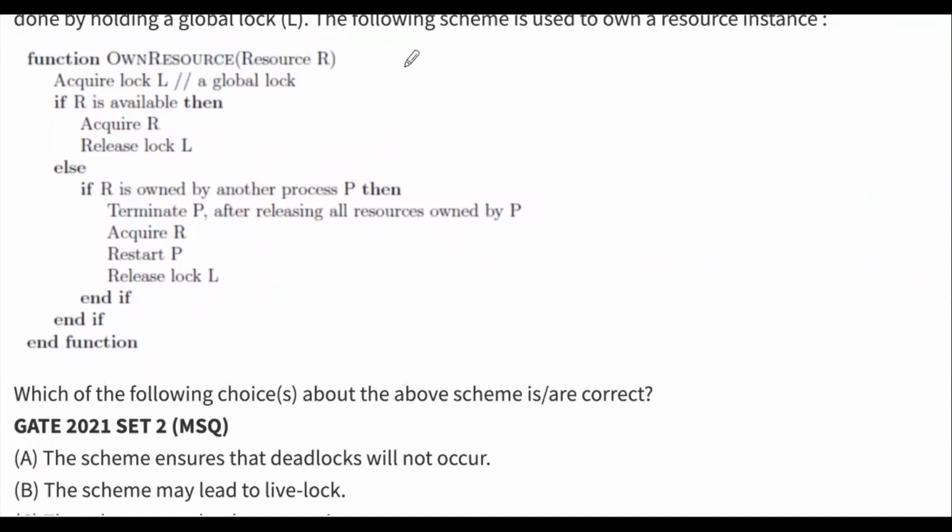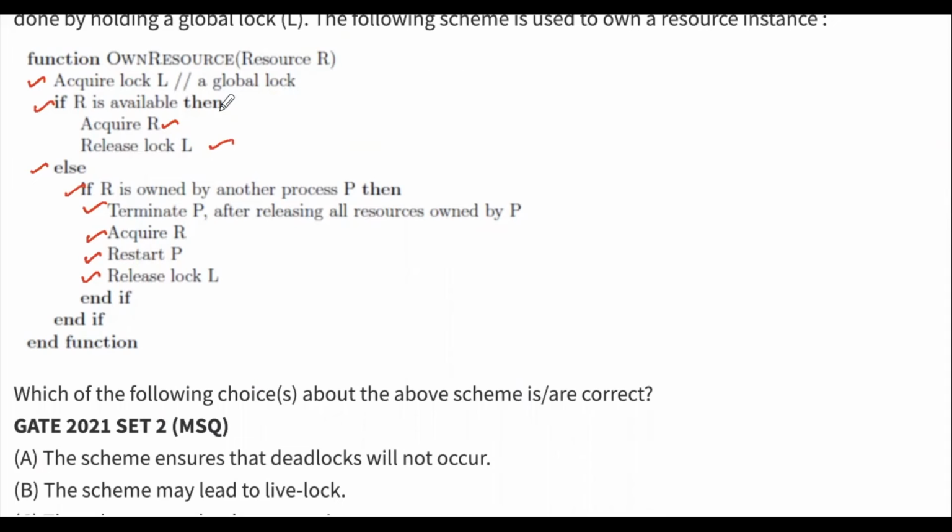So what they have given: first, the function acquires the lock. Then if the resource is available, I can acquire the resource, use it and release the lock. Else, if the resource R is owned by another process P, then terminate that process after releasing all the resources owned by P, then you can acquire the resource, then restart P, then release the lock and end if. So they are asking whether this code ensures deadlock or not.